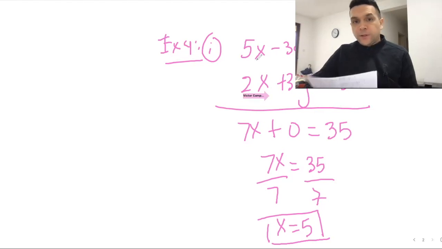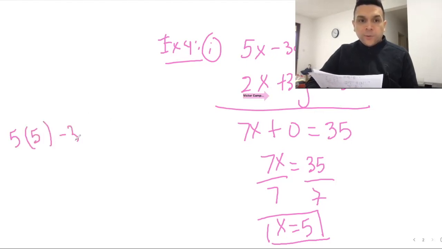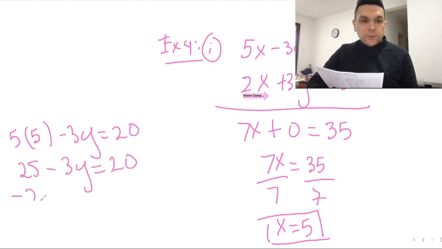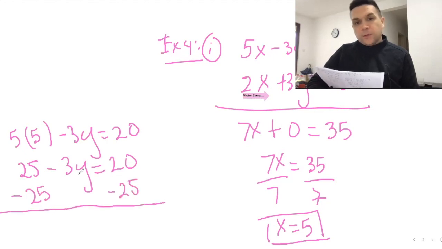So let's see, I'm going to use, I don't know, my first equation, 5 times 5 minus 3y equals 20. So this would be 25 minus 3y equals 20. Then I subtract 25 from both sides. I'm going to need more space. I'm going to do it up here, then bring it down here. This would be 0 minus 3y equals -5, right?